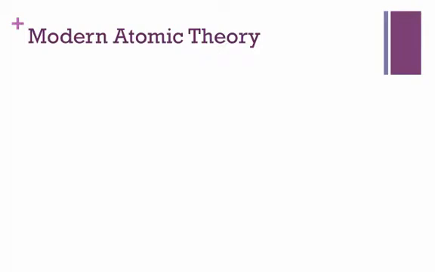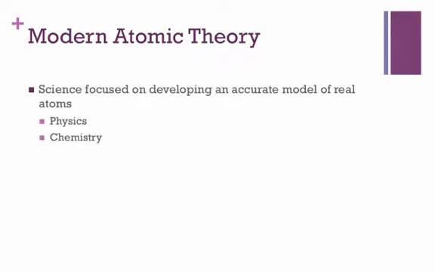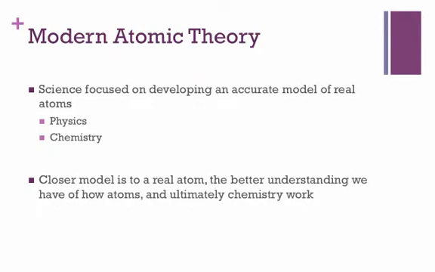To begin with, let's talk about modern atomic theory itself, and basically the question of why do we actually need a model. So modern atomic theory is a science focused on developing an accurate model of real atoms. And this is really a combination of physics and chemistry. Physicists spend a lot with this, and then chemists obviously are very interested in the outcome. The closer we can get that model to behave like a real atom, the better understanding we get of how atoms themselves work, and ultimately the chemistry that goes along with them.